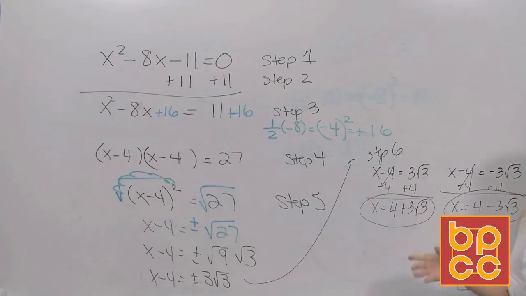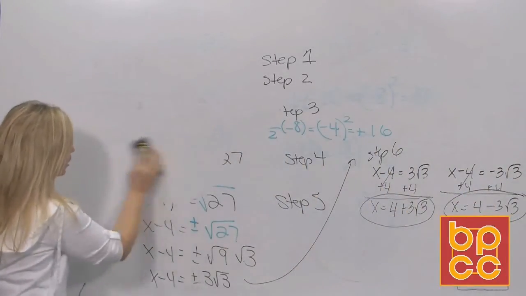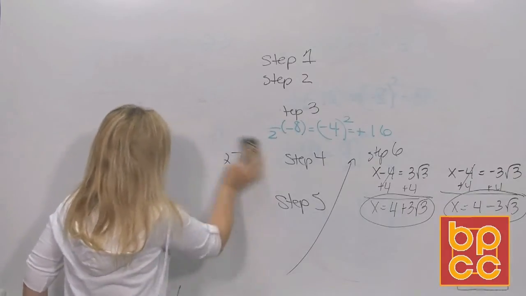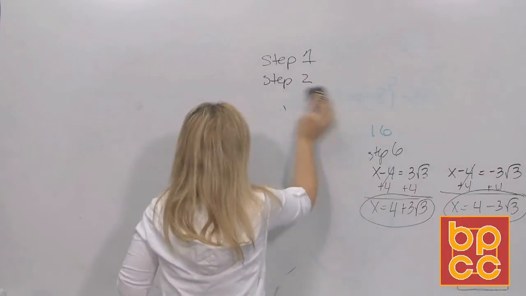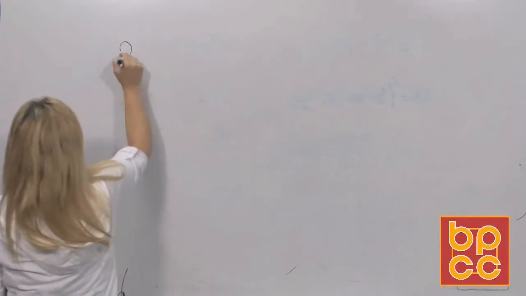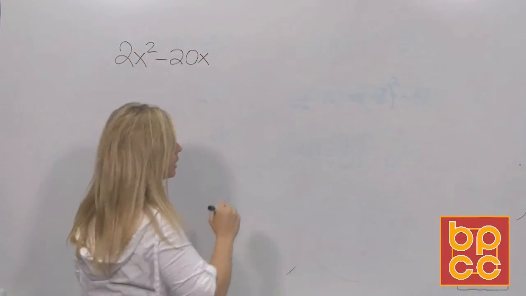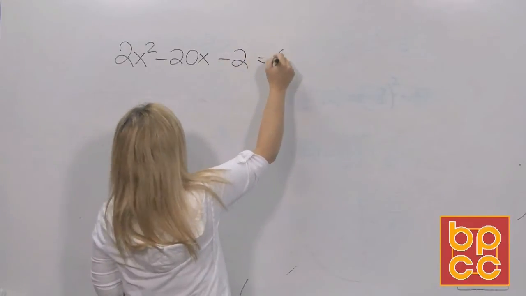Okay, we have one more example to try. I know it's a lot, but if you follow the procedure step by step, you should get your solution. All right, our last equation today is 2x squared minus 20x minus 2 equals 0.